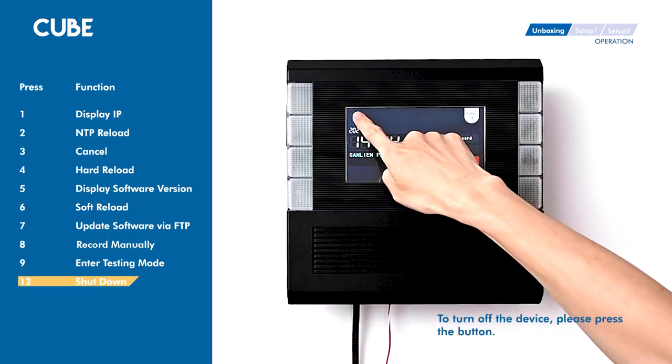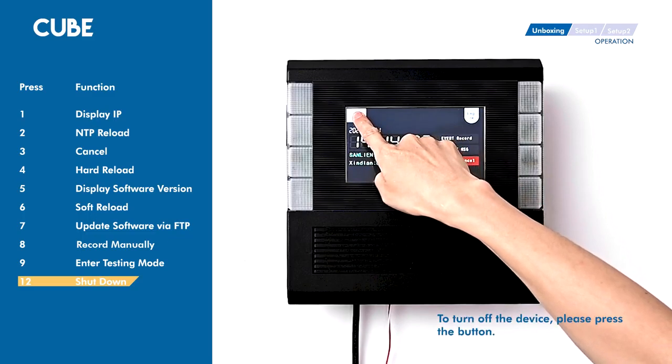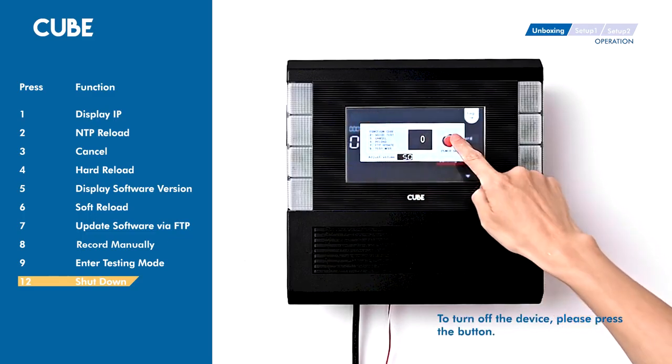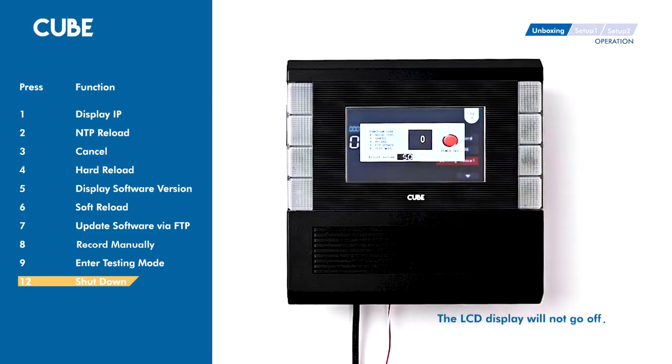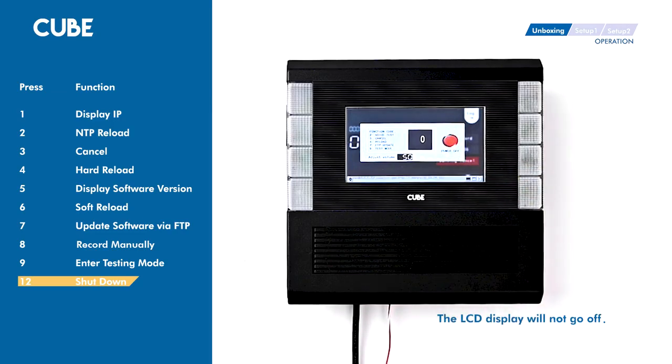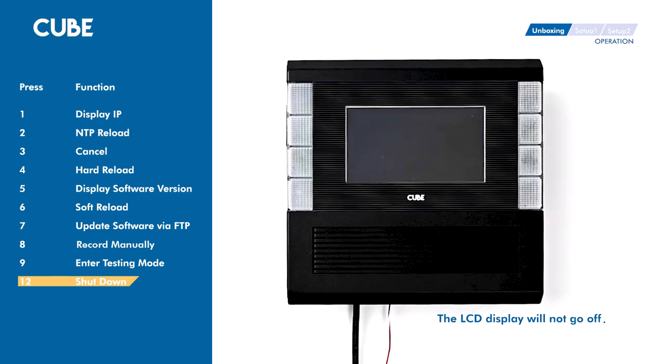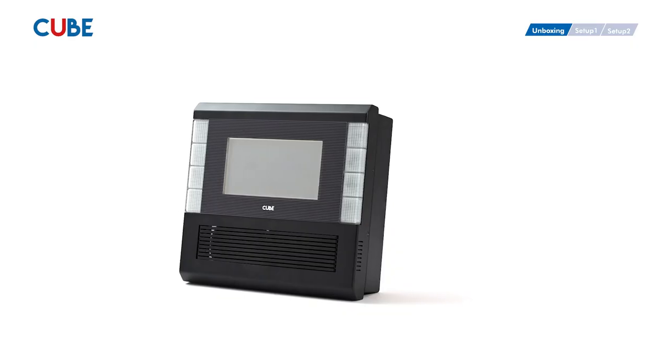To turn off the device, please press 12 or the power off button. And here's a reminder, the LCD display will not go off after pressing 12 or the power off button. Please remove the external power supply to turn off the device thoroughly.